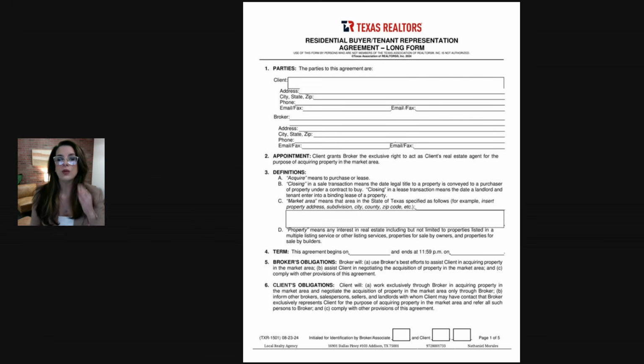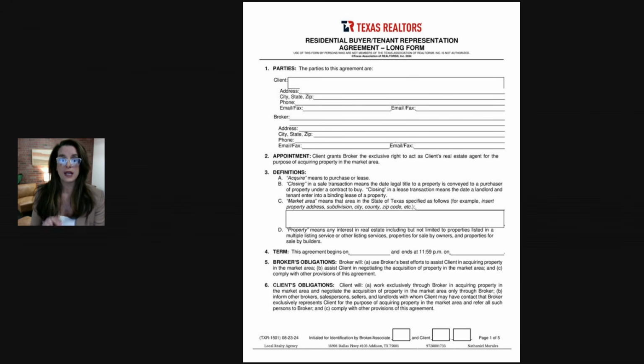I just want to make you and your clients aware of the importance of the definition of the area you are representing them in. Then we go into paragraph 4, the terms of this agreement. This is important too. How long is the client going to be searching for a home? Do they want a home in 1 month, 3 months, 6 months, a year? Is it a relocation client who's going to take a year or 2 to find a home? It's important to put the date on there.